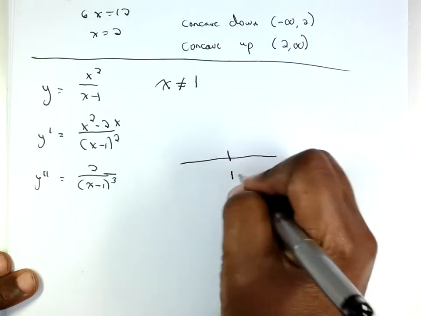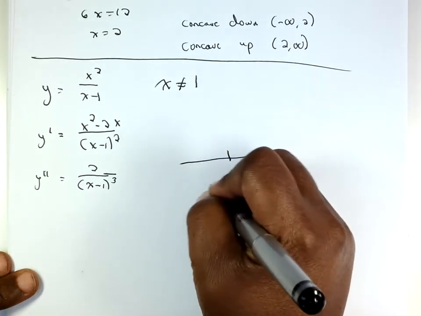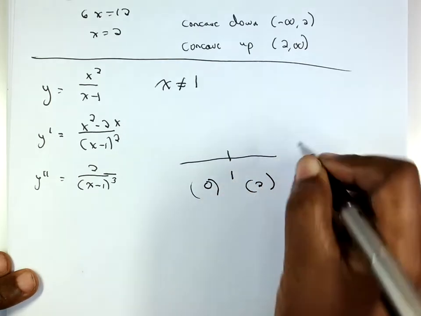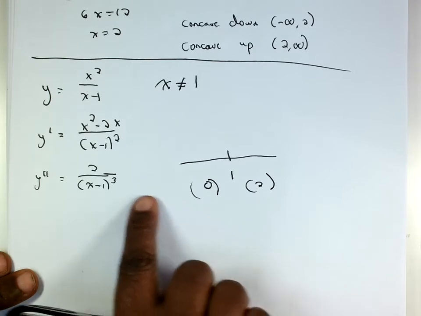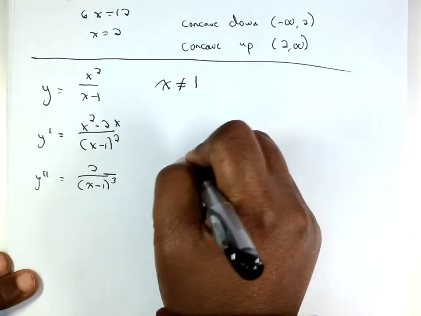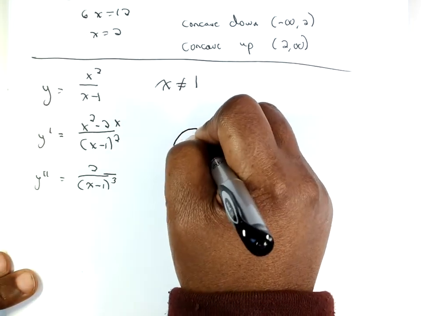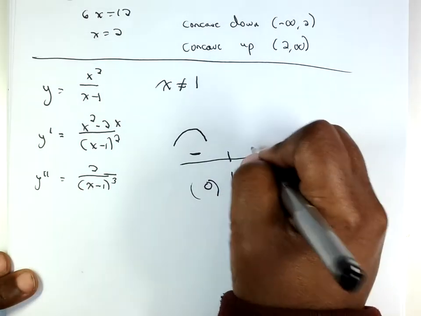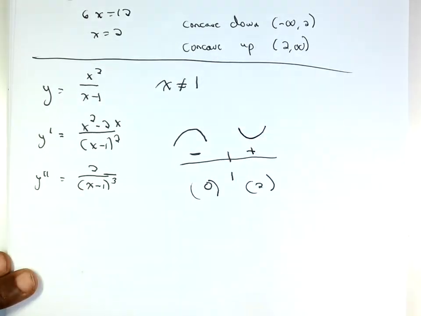So I'm going to pick something to the left and then something to the right. So if I pick 0 into this, I get 2 over -1 cubed, which is a negative value. So that tells me it's concave down. And if I pick 2, I get positive. And that tells me it's concave up.